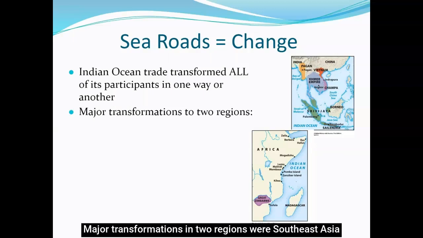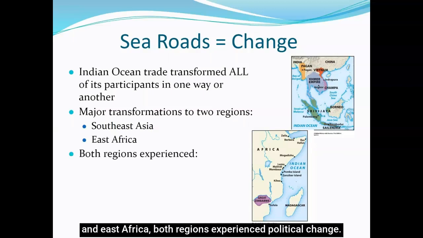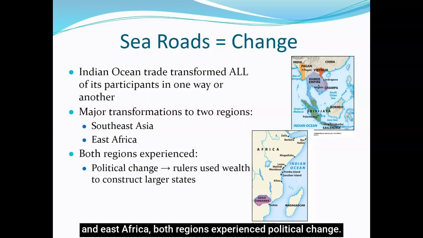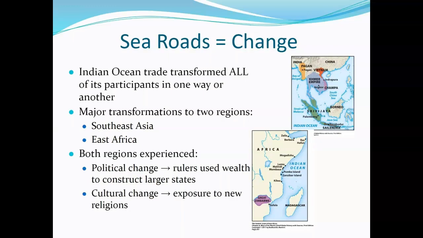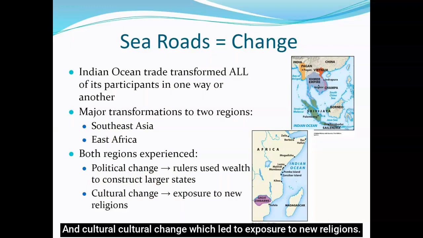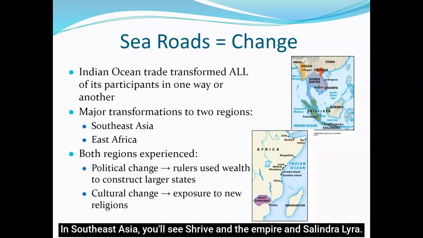Major transformations in 2 regions were Southeast Asia and East Africa. Both regions experienced political change. Rulers used wealth to construct large states. And cultural change, which led to exposure to new religions. So we're going to talk about some of those places. One you'll see in Africa is Great Zimbabwe. In Southeast Asia, you'll see Srivijaya and the Khmer Empire and Sailendra.